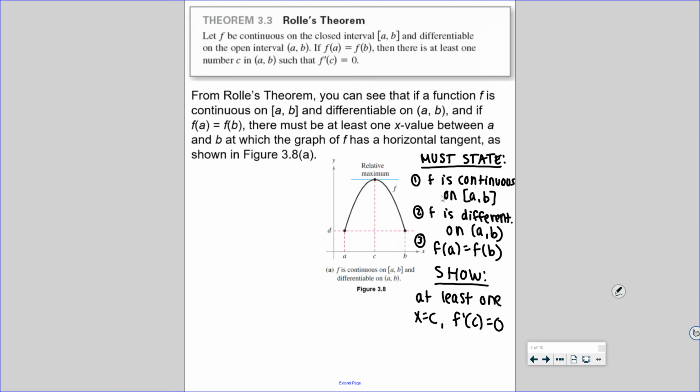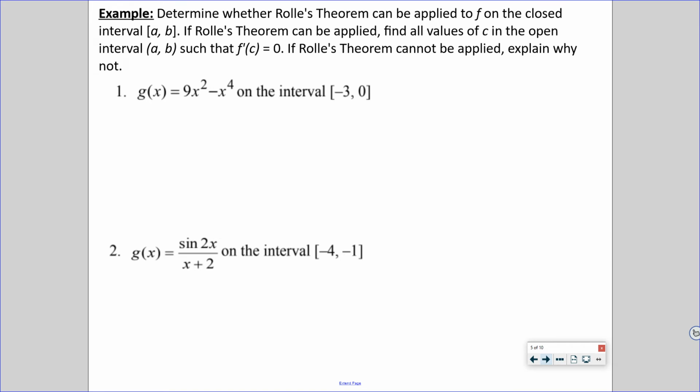Okay. So we must state that it's continuous, differentiable, and the outputs are the same in order to use the conclusion of this conditional statement. So if it's continuous and differentiable, and if the outputs are the same, then we can conclude there is at least one number in the interval that has a slope of 0 at that instantaneous rate of change. Okay, make sense? We're only going to do 2 examples with Rolle's theorem, and then maybe we'll say mean value theorem for Monday.